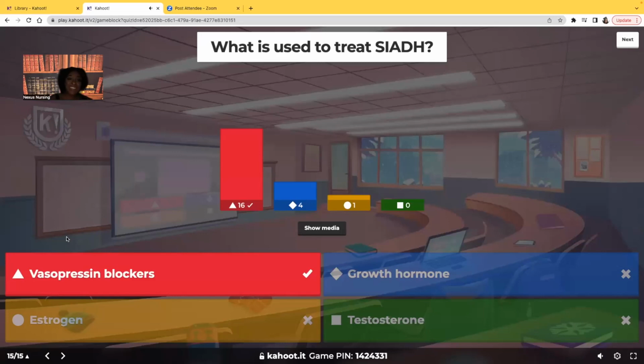Wonderful. Most of you guys got this right, of course. If we're treating SIADH where the patient has too much antidiuretic hormone, are we going to give something to block it? Vasopressin blockers. You know that growth hormone makes the bones grow unless that plate's closed and it just gets thick. Estrogen, that's the woman hormone. Testosterone is the male hormone. So the correct answer is vasopressin blockers. You guys did a wonderful job.